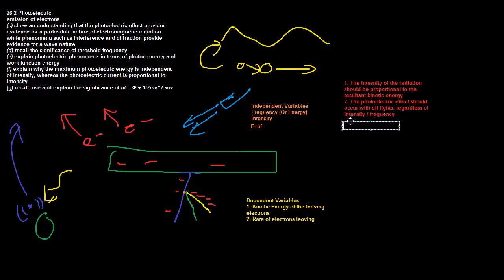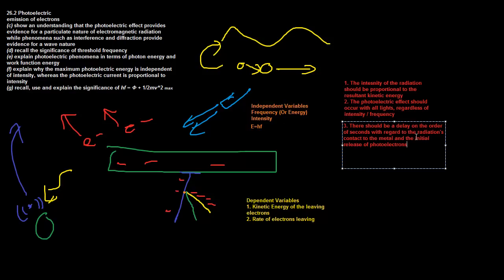And finally, the last point is there should be a delay on the order of seconds with regard to the radiation's contact to the metal and the initial release of photoelectrons. And that's basically the idea that when you start hitting the surface of this plate, all the energy is being spread out over all the atoms, and it takes a while for the first atoms to get enough energy to start jumping off. So that's the idea there.